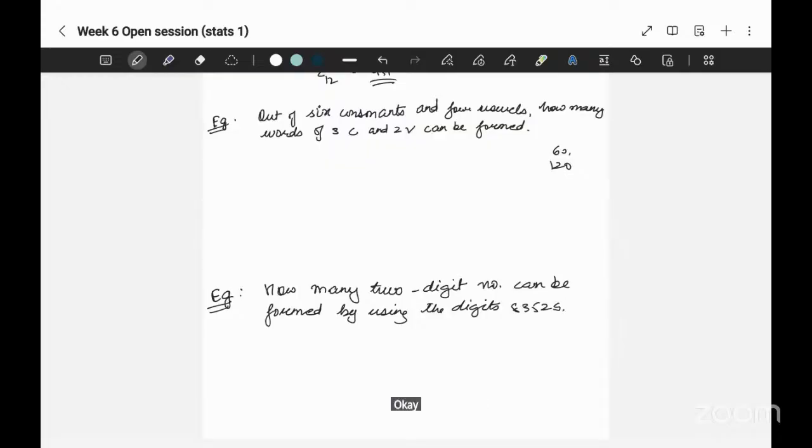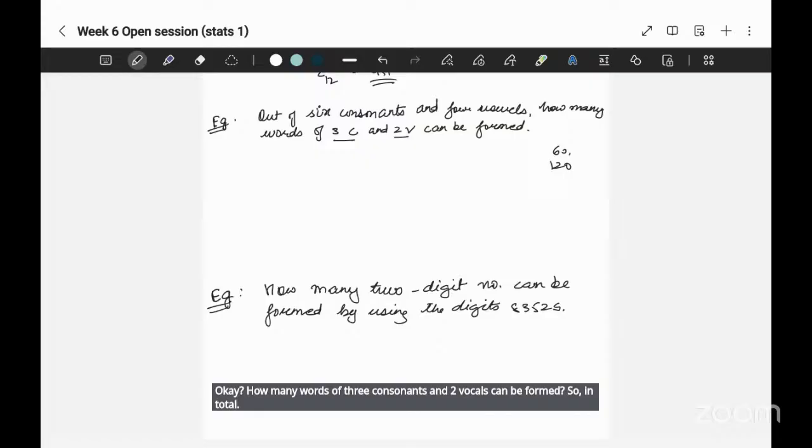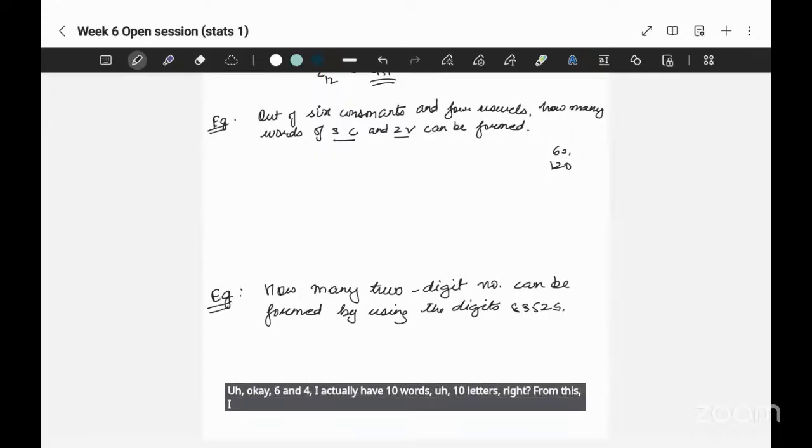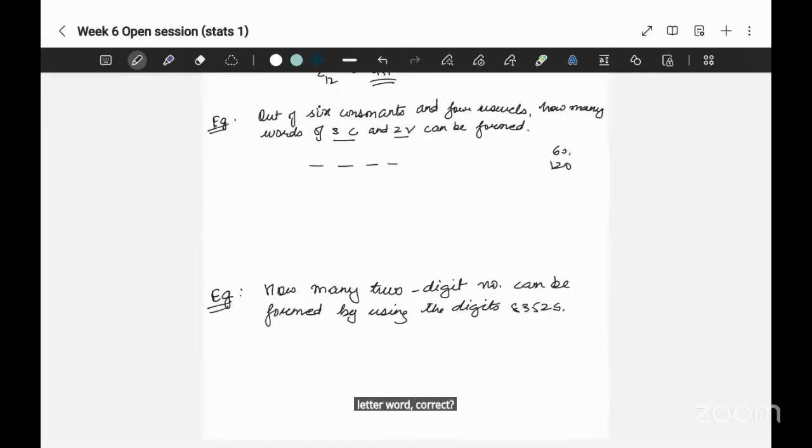Okay. Now, out of 6 consonants and 4 vowels, how many words of 3 consonants and 2 vowels can be formed? So in total, 6 and 4, I actually have 10 letters, right? From this, I have to make a 5 letter word, correct? In this, my 3 should be consonants and my 2 should be vowels, right? Yes or no? Yes, ma'am.